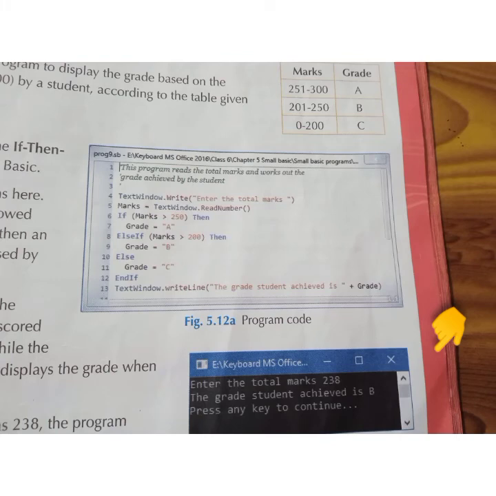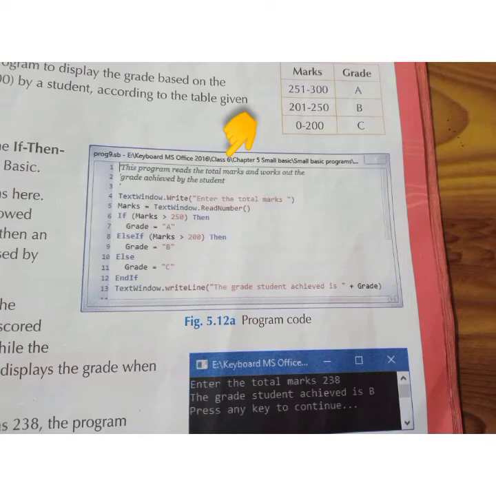So 5.12a program code, look at the program. The first line is a comment line. This program reads the total marks and works out the grade achieved by the students. The program starts with comment lines. I already told you what a comment line means: the compiler doesn't read that one. It is just an explanation about the program only.